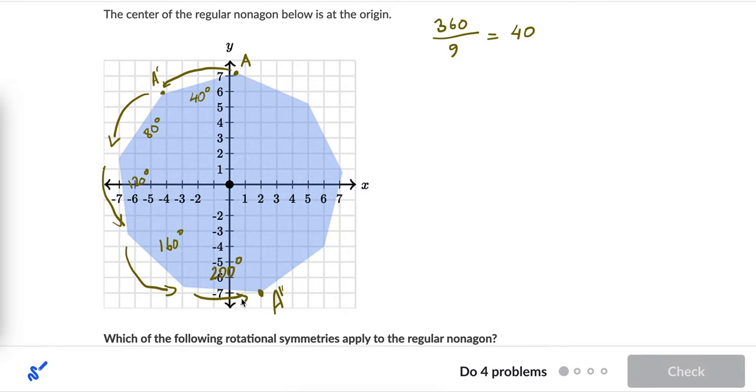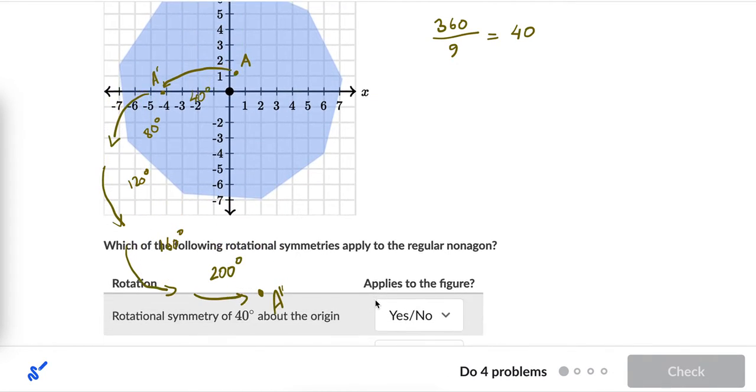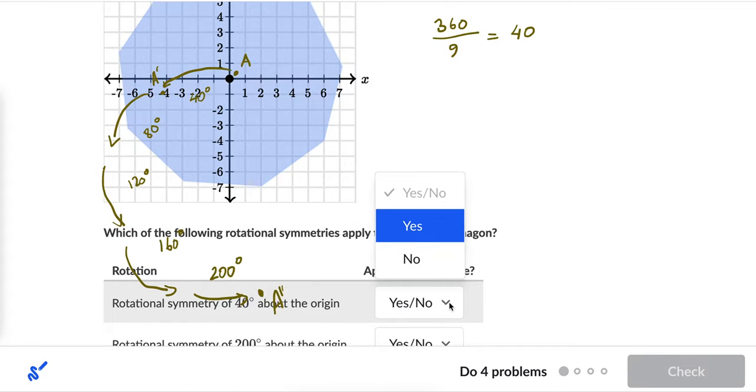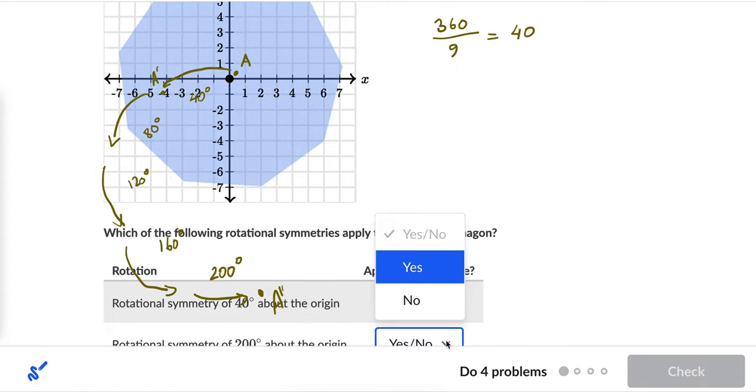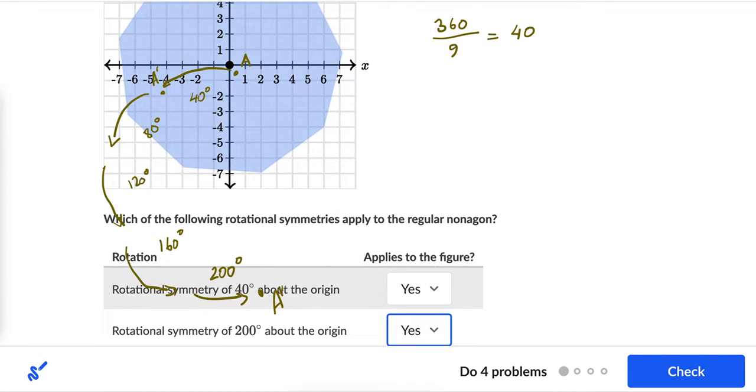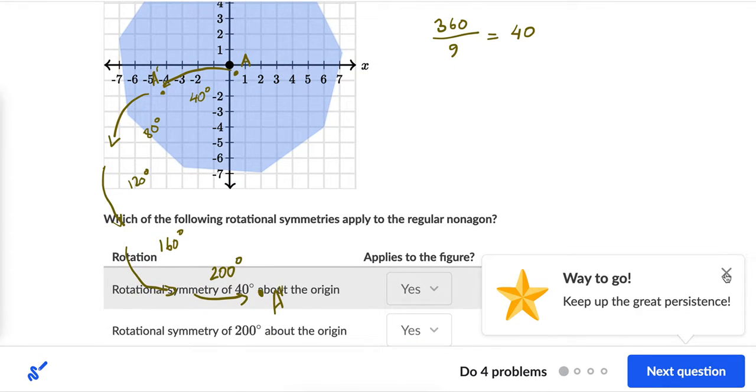And as you might imagine, because each of these rotations is mapping a vertex onto a vertex, and it's a regular nonagon, so each side is the same measure, each angle is the same measure, and therefore this nonagon would map onto itself following any rotation of a multiple of 40 degrees. And so the two options we have here, 40 degrees is a multiple of 40 degrees, and 200 degrees is also a multiple of 40 degrees. And so that would work for us.